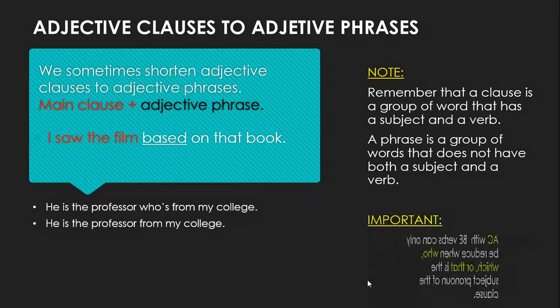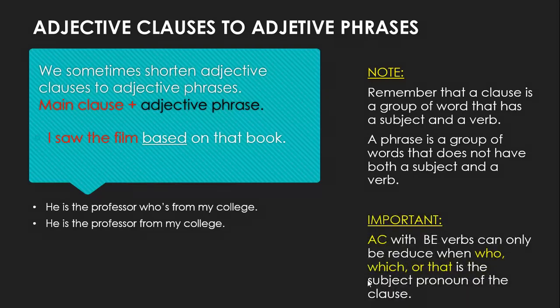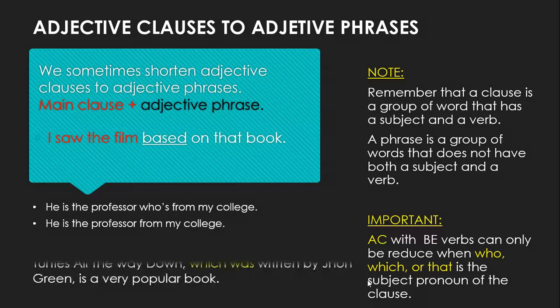Important, an adjective clause with be verbs can only be reduced when who, which, or that is the subject pronoun of the clause. Example, Turtles All the Way Down, which was written by John Green, is a very popular book.